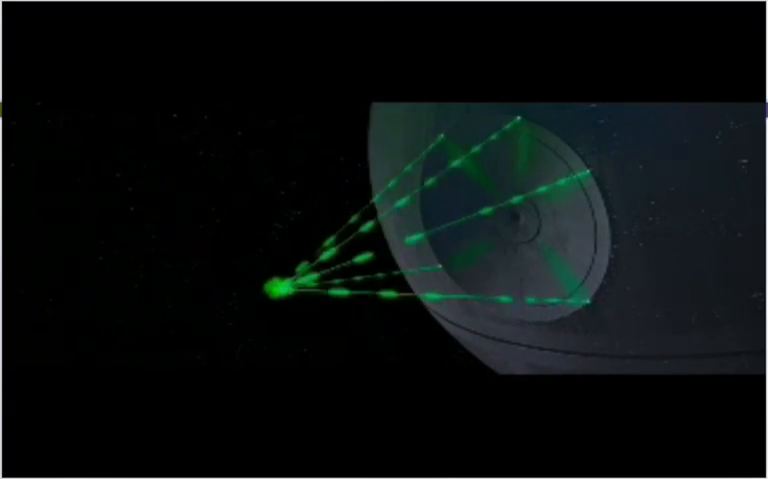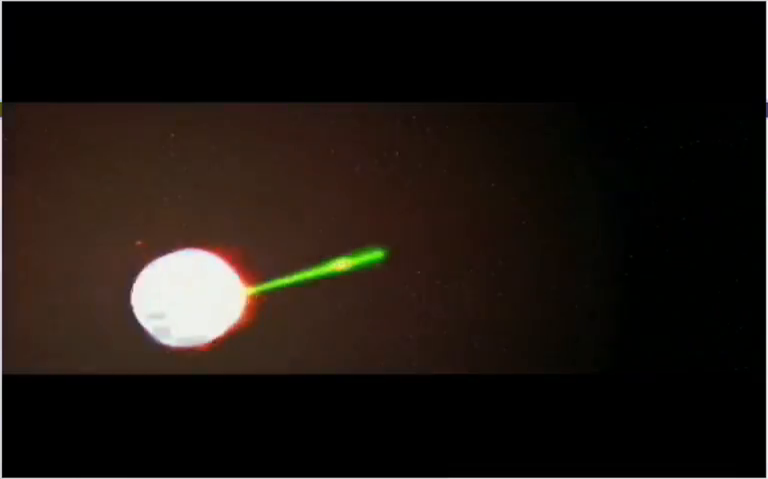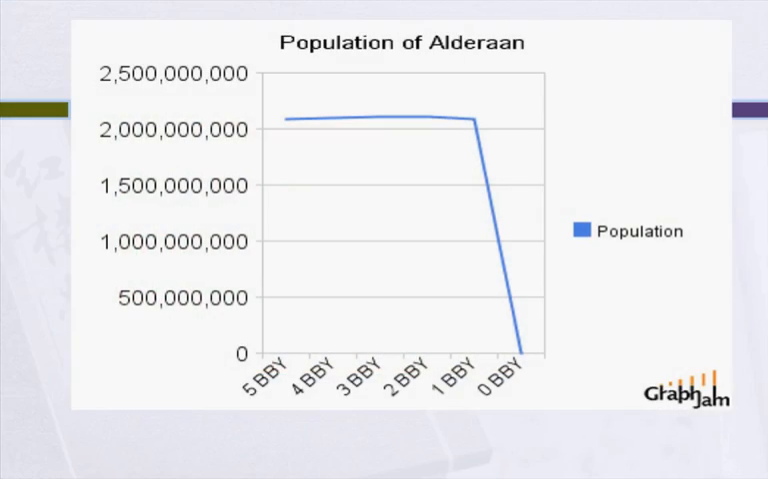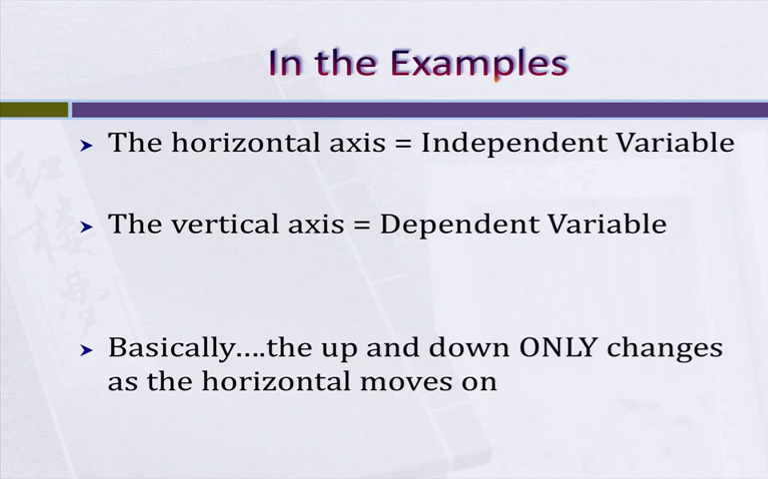And so as time went on, all of a sudden the population decreased to zero, because it was blown up. But again, the independent variable is time. Time just keeps on going, and then the population is dependent on that time. So in all of these examples, the horizontal axis is the independent variable. That's the thing that just keeps on going, usually time.